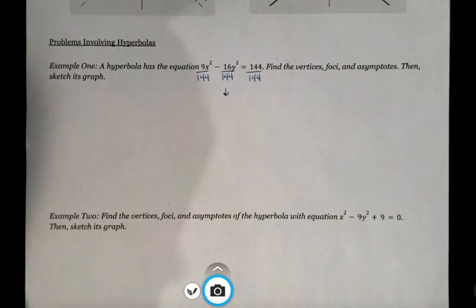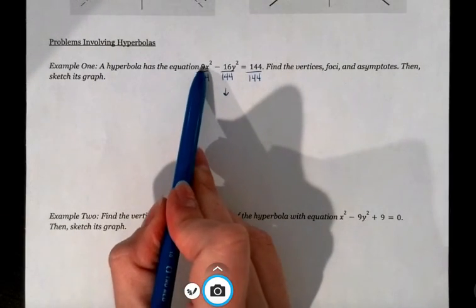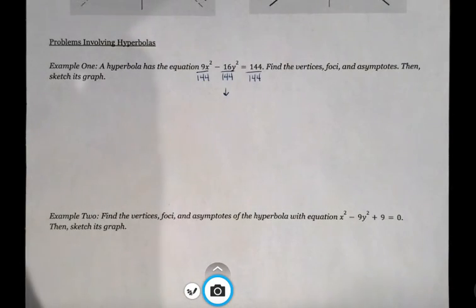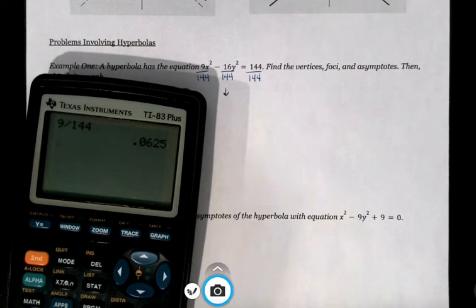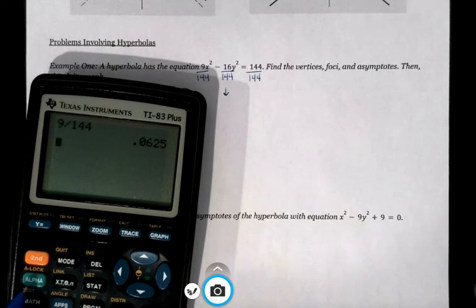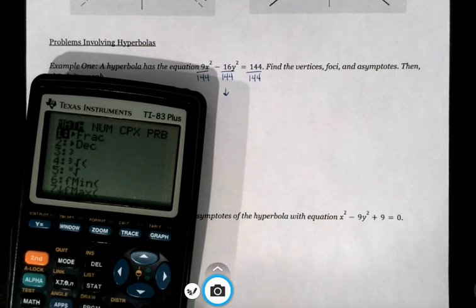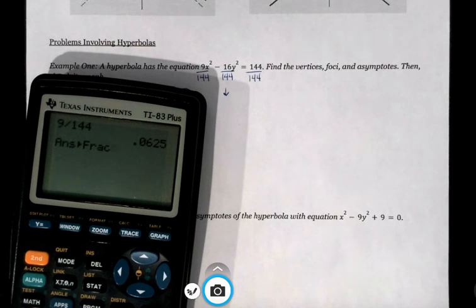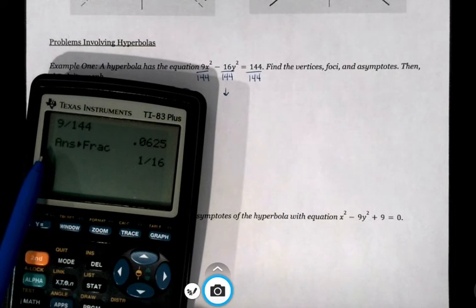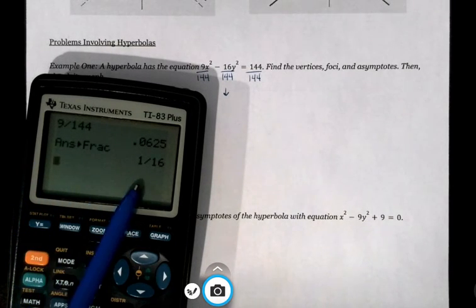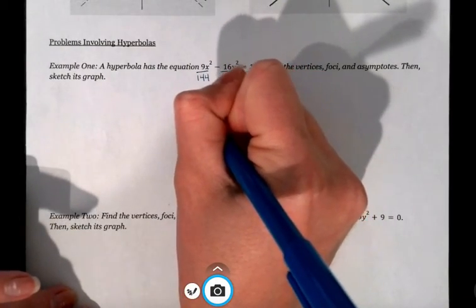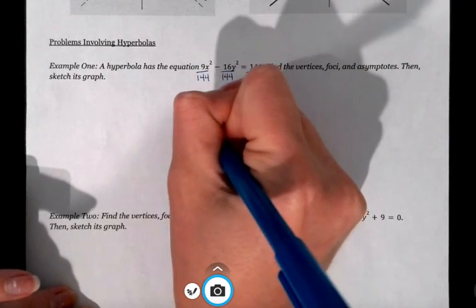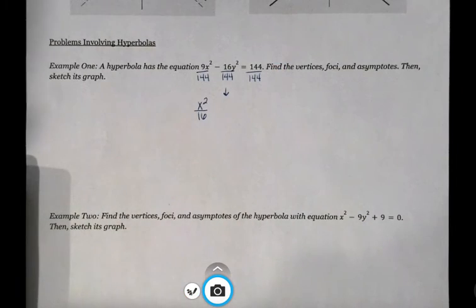If I want to simplify fractions, this first one here is 9 divided by 144. In my calculator, I would type 9 divided by 144. I get a weird decimal, and then I'm going to hit my math button, which is under my alpha key. And then I want option 1, so I hit enter, and then I'm going to hit enter again. So it's going to take my previous answer, which was the decimal, and convert it into a fraction, and I get 1/16. So it ends up being 1x squared over 16, and I'm just going to write it as x squared over 16 because there's an invisible 1 in front of that.